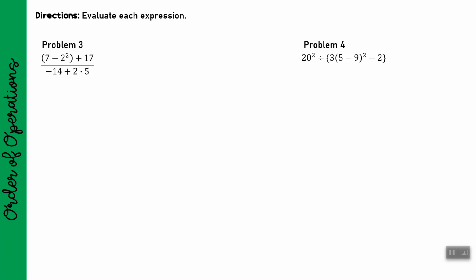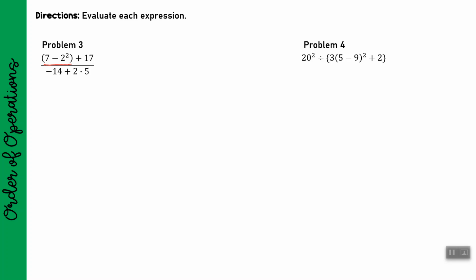I need to evaluate the numerator, the top. Then I need to evaluate the denominator or the bottom of my fraction. Then I can do that division that comes with that fraction bar. I'm going to go ahead and do my numerator first because it has a grouping symbol. So I need to evaluate what's in that grouping symbol first.